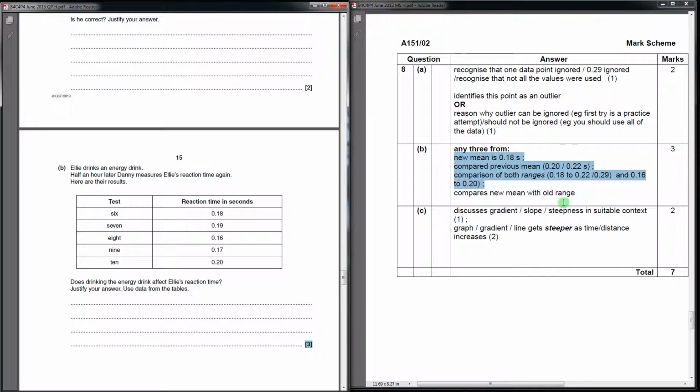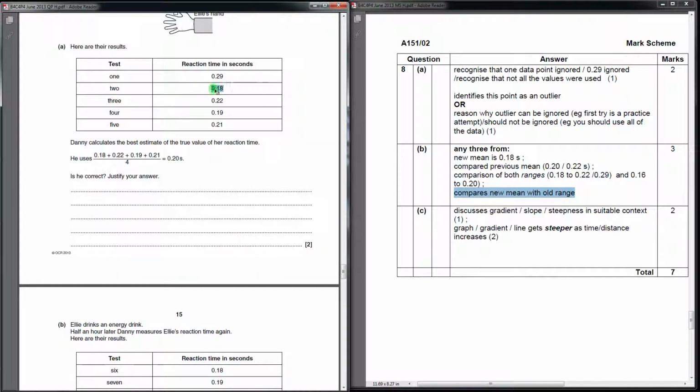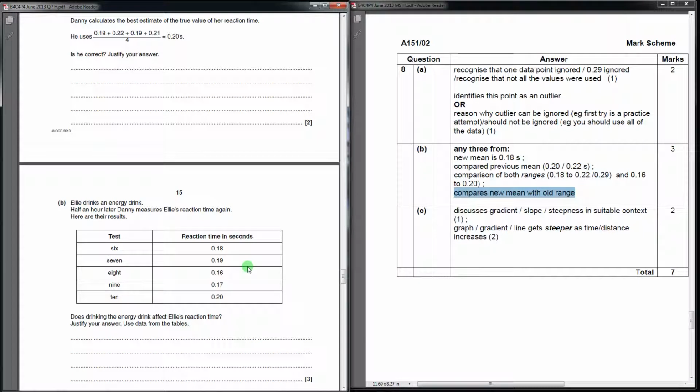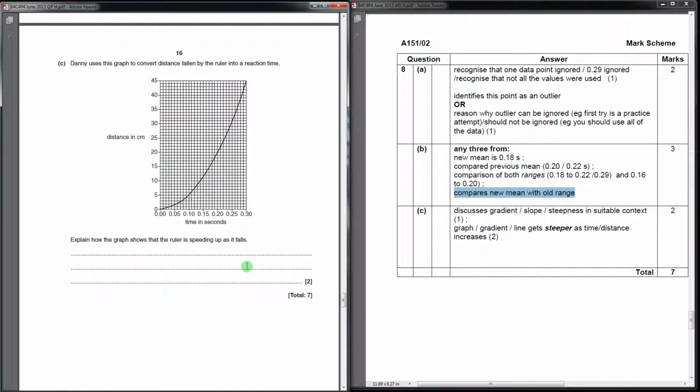You were also allowed to compare the new mean with the old range. What that means is that if you calculate the new mean and you get your 0.18, it is just inside the old range, okay? Because the bottom end of the old range is 0.18. So you could discuss that as well and say, well, it probably hasn't affected it very much, if at all. Okay, now for part C, it's talking about how they use the ruler to measure the reaction time. So, Danny uses this graph to convert distance fallen by the ruler into a reaction time. Explain how the graph shows the ruler is speeding up as it falls.